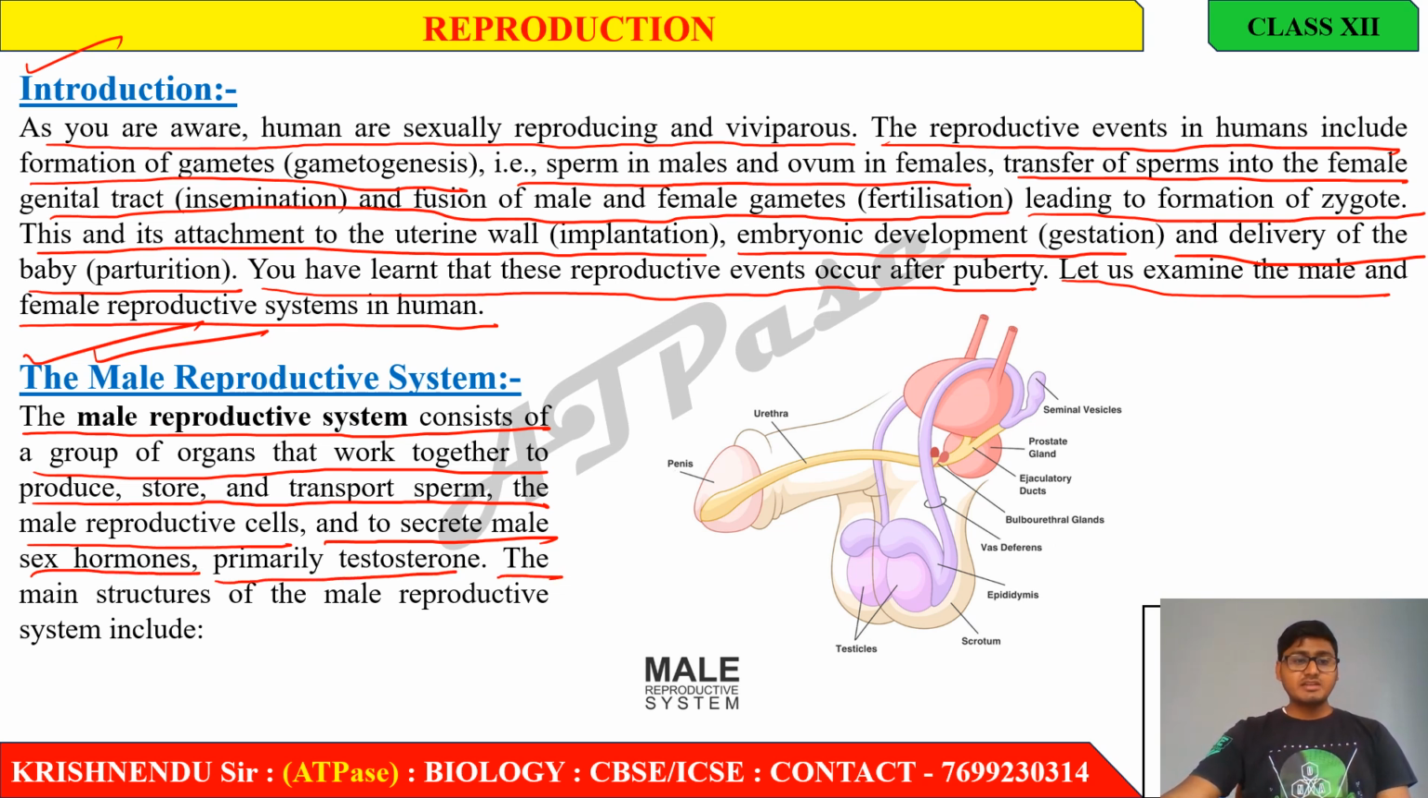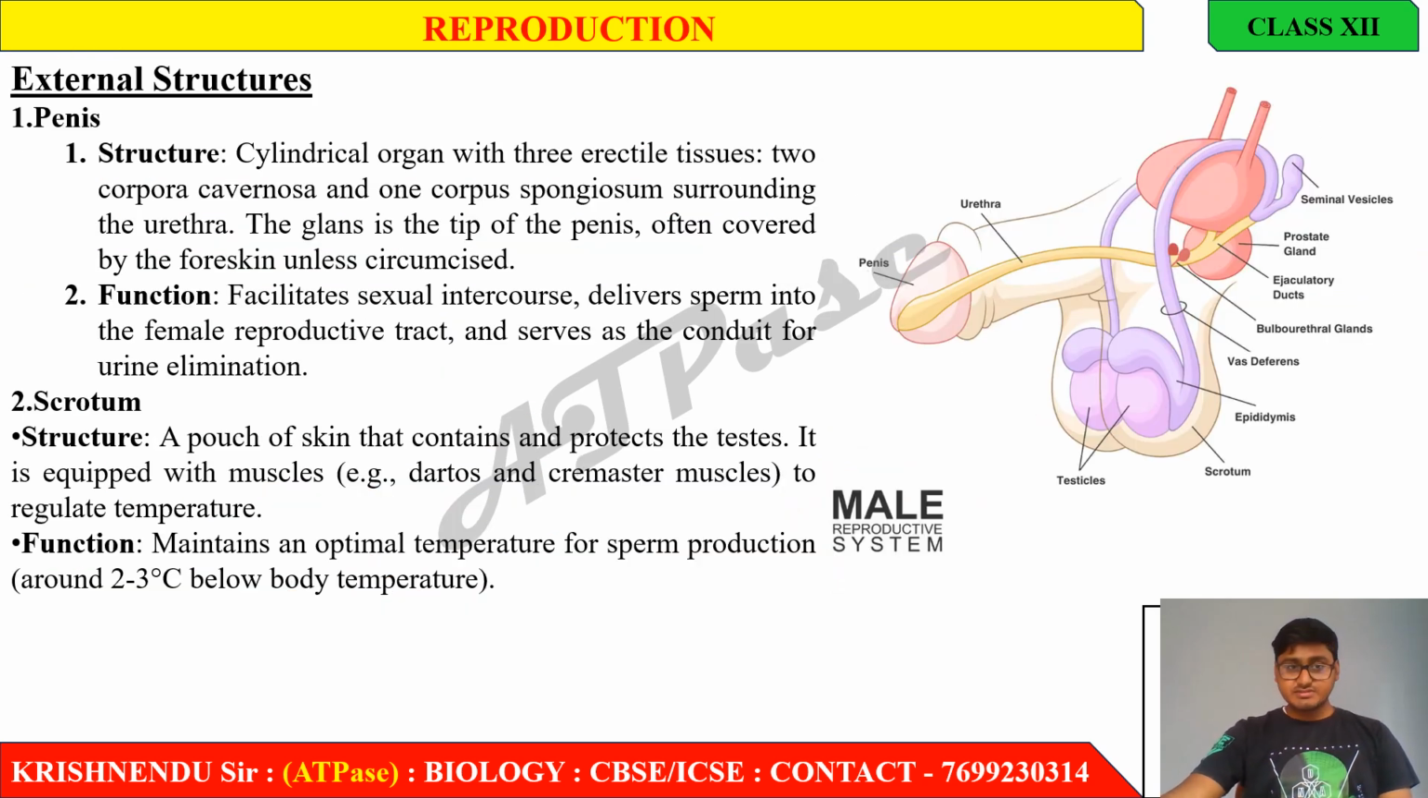Okay, the main structures of the male reproductive system: which structures are present in the male reproductive system. Okay, the male reproductive system has these types of structures. At first, the external structure. In the external structure, there is the penis and scrotum. Okay, what is the penis? A cylindrical organ with three erectile tissues. The penis is a cylindrical organ and it has three erectile tissues.